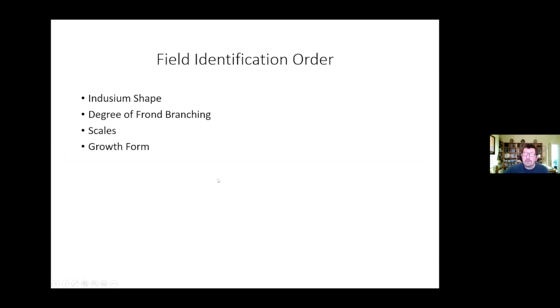So when you're out in the field, the thing you want to look at first of all is the Indusium, the shape of it. Then, when we've had a look at that and noted it, look at the degree of frond branching and work out whether it's simple, 1, 2, or 3 pinnate. Look at the scales on the stem and the base of the stem, particularly. See if they've got any patterns or not. And then look at the growth form, whether you've got a shuttlecock or a rhizome. So there's 4 things you need to look at.